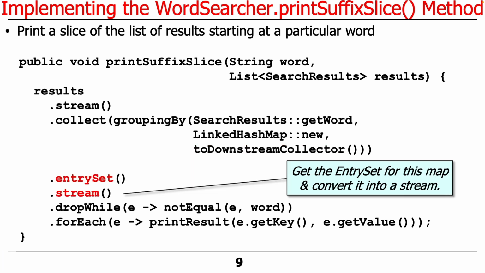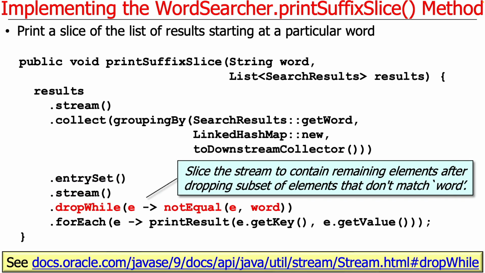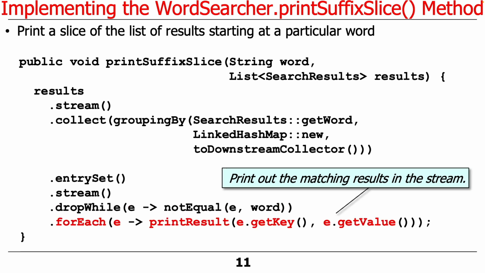We then convert this map into an entry set, and then we turn it into a stream. So now we have a stream of map entries. And now we go ahead and apply the dropWhile method to slice things by skipping over all the entries in the stream until we match our word. And at that point, dropWhile says, I'm done. And it passes on a stream that will then be printed out the rest of the way by calling print result with the key and the value.